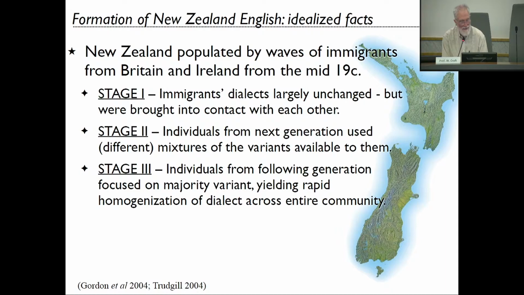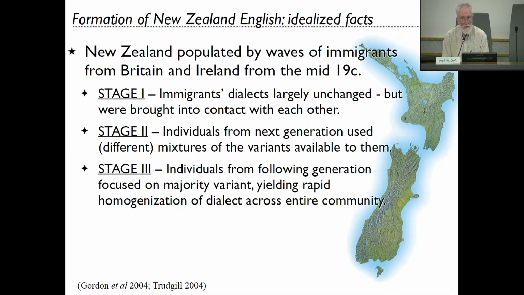invasions, basically. So stage one was that immigrants' dialects were largely unchanged, but they were brought into contact with each other. This is based on the assumption, well, we know that people came from different parts of Great Britain, and we also know those different parts of Great Britain had quite different accents and dialects. And so that's the first, the immigrant generation. The next generation is the ones that were the first native-born New Zealanders.